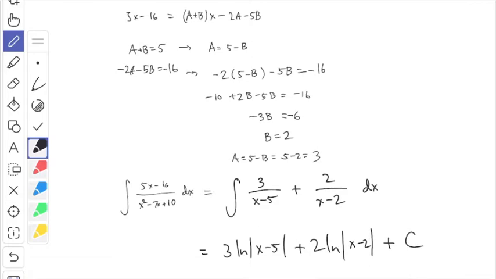Actually, there's one value you can't plug in. There's no such thing as log of 0, so you can't plug in x equals 5 to that first one. But anything else you can. That's the purpose of the absolute value signs.